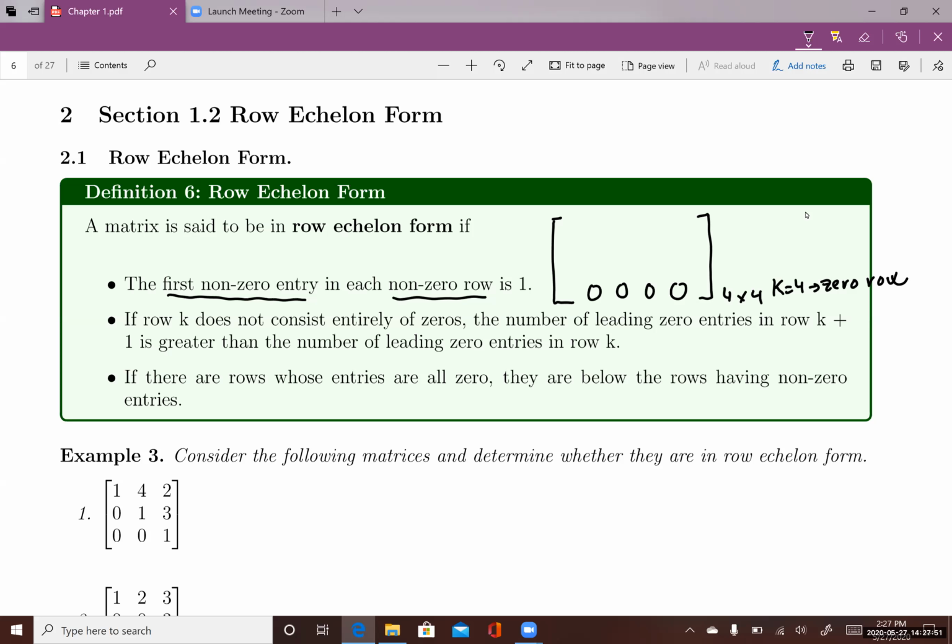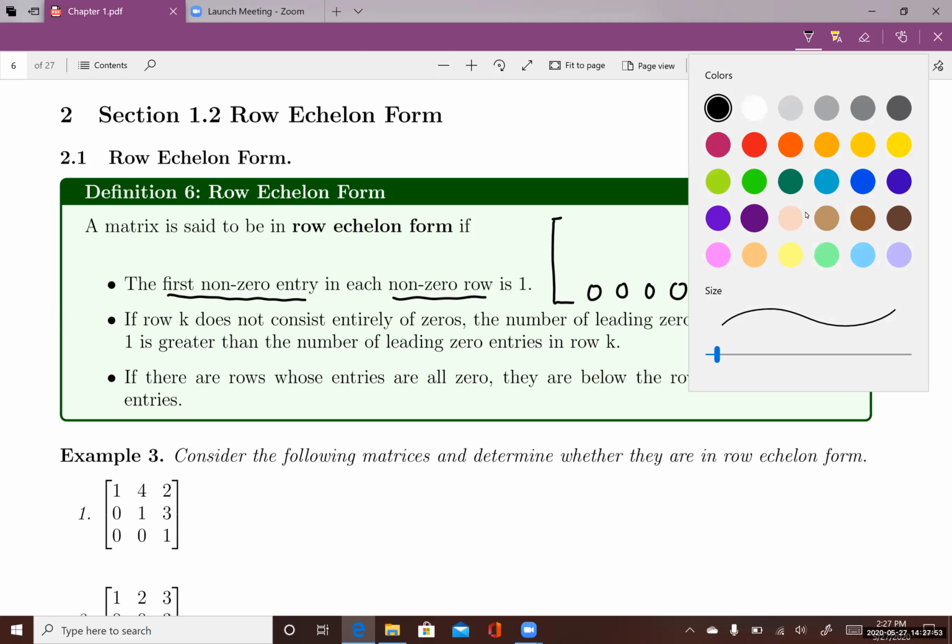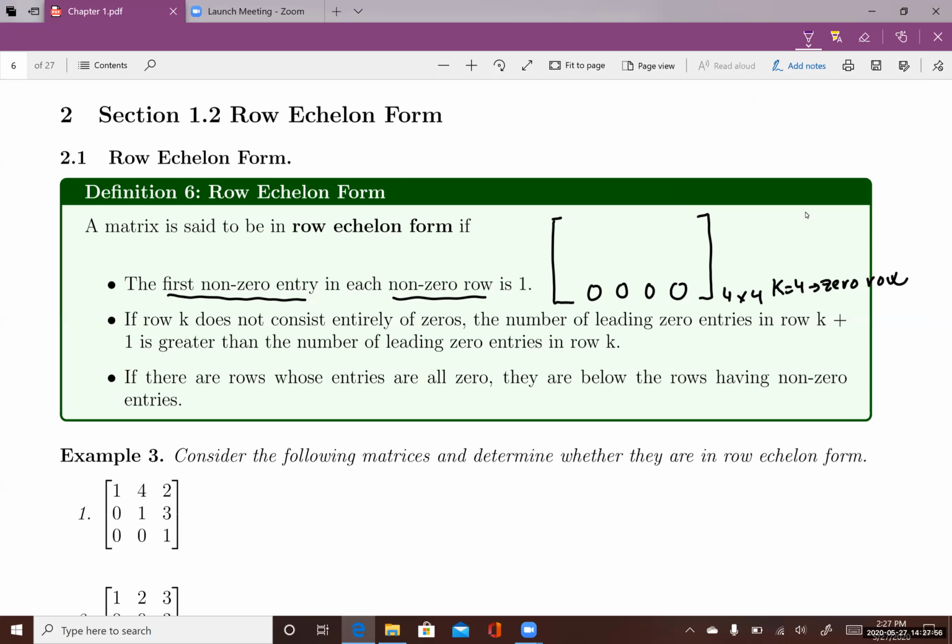All right. If I have a non-zero row, let's say the first row is a non-zero row, then the first non-zero entry has to be 1. All the other entries of this row can be any value, but the first non-zero entry has to be 1. And then the second condition is if row K does not contain all zeros.